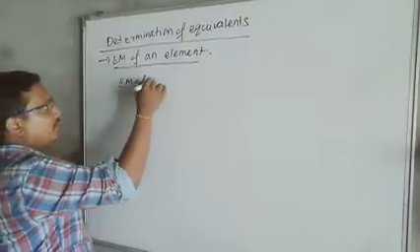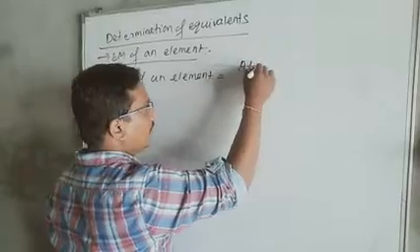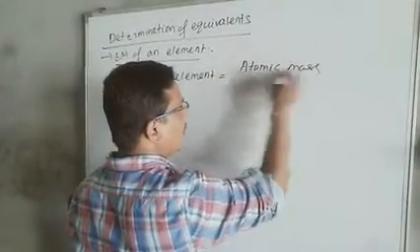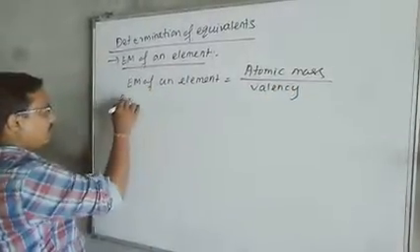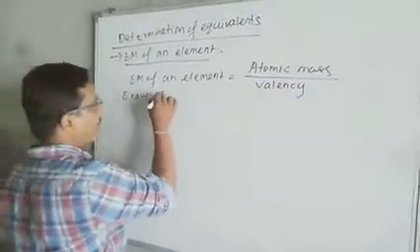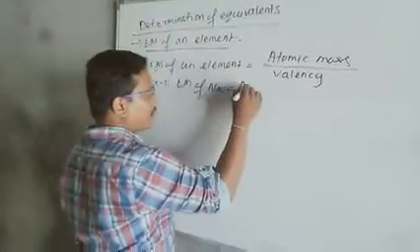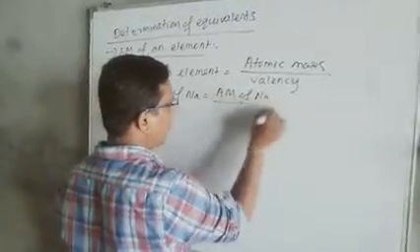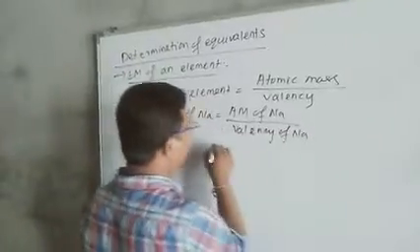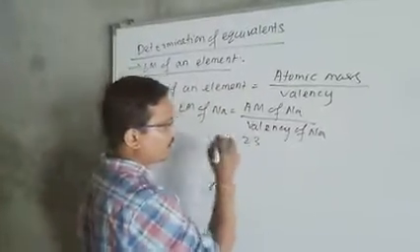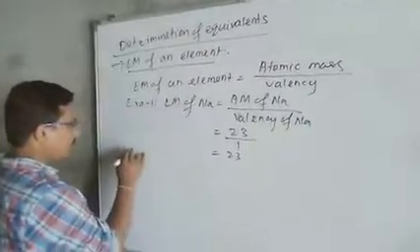Equivalent mass of an element is equal to atomic mass divided by valency. Suppose we take example number 1: equivalent mass of sodium. How can you calculate? Atomic mass of sodium divided by valency of sodium. We know that the atomic mass of sodium is 23, and valency of sodium is 1. That is 23.